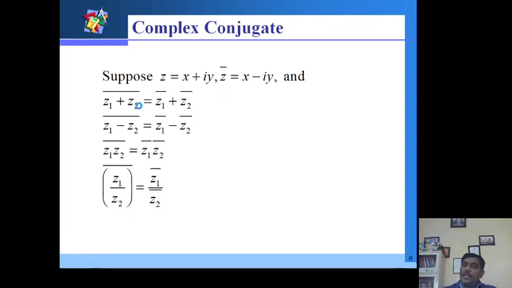Now the properties of the conjugate of a complex number. Suppose z1 plus z2 whole bar can be written as z1 bar plus z2 bar, and z1 minus z2 whole bar is equal to z1 bar minus z2 bar. For the product, z1 z2 whole bar, the conjugate is the same as z1 bar into z2 bar. Similarly, for the division, z1 by z2 whole bar can be written as z1 bar divided by z2 bar.